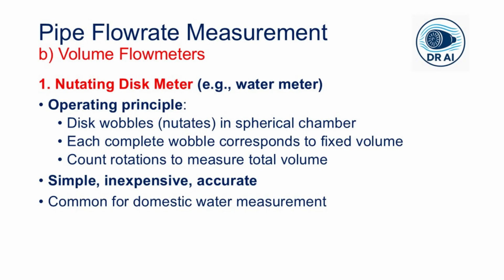These devices measure volume directly, like an odometer, rather than a flow rate. They are positive displacement meters. They physically separate the fluid into discrete volumes and count them. Number one of such kind of meter is the nutating disk meter.